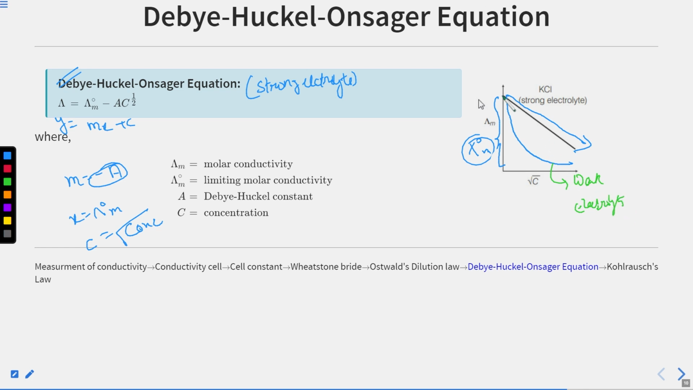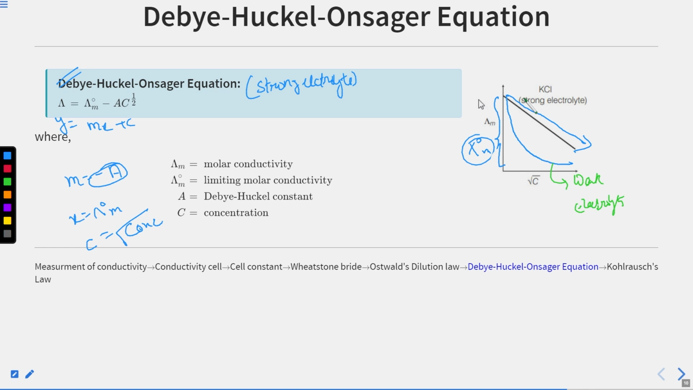So if you see both of these, one is a decreasing function and the other one is also a decreasing function. The only difference is that the weak electrolyte, upon small dilution, also shows a rapid decrease in our molar conductivity. So what do I mean by saying that? I mean that both strong electrolytes and weak electrolytes show a decrease in their molar conductivity upon increasing the concentration, but this fall is more prominent in the case of weak electrolyte because they fall abruptly.